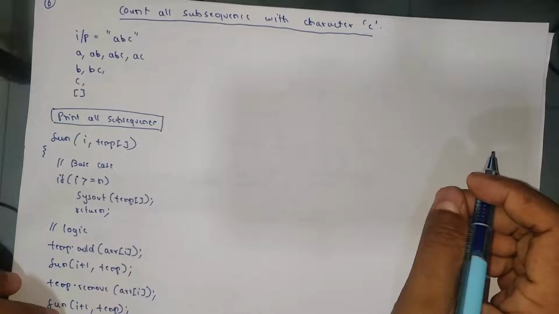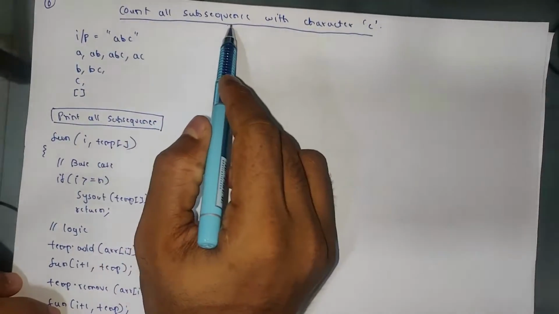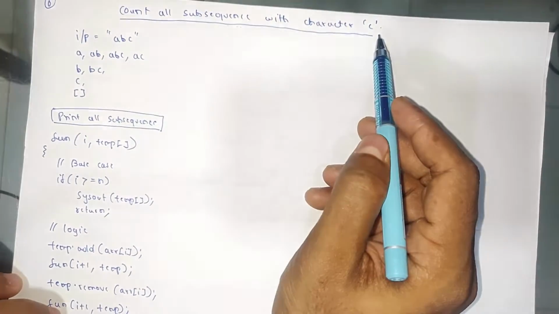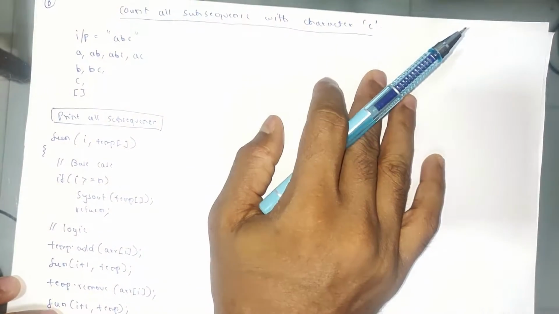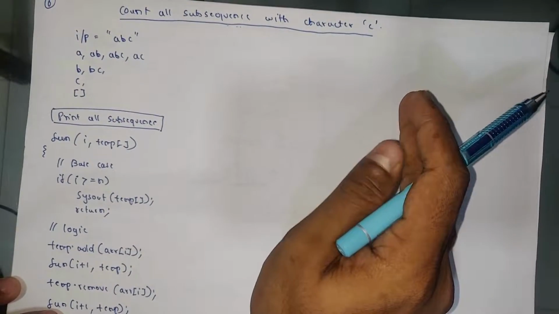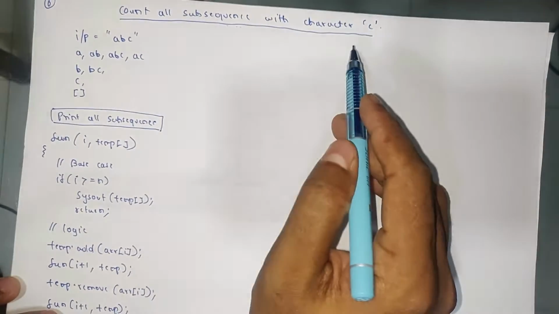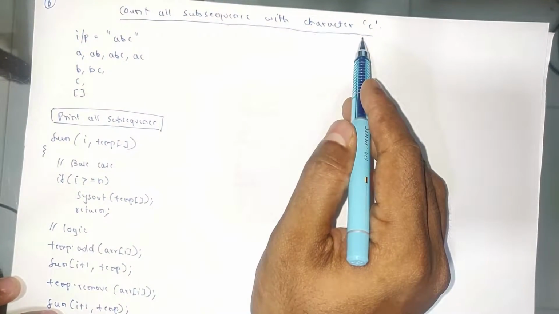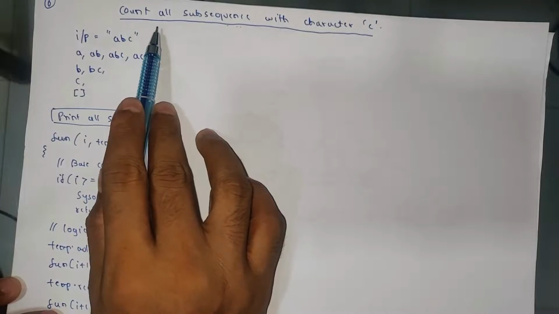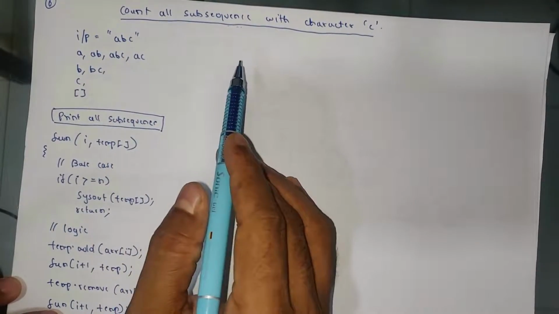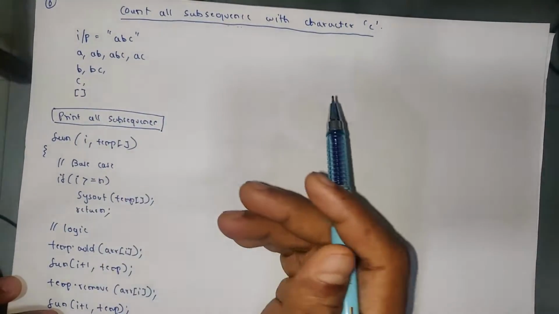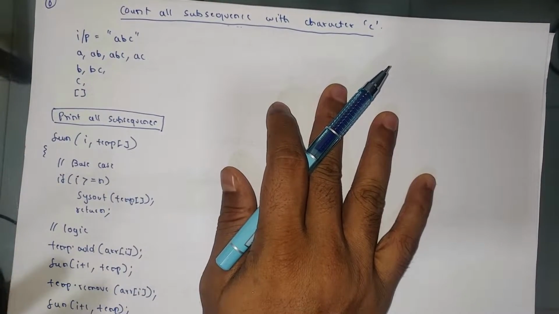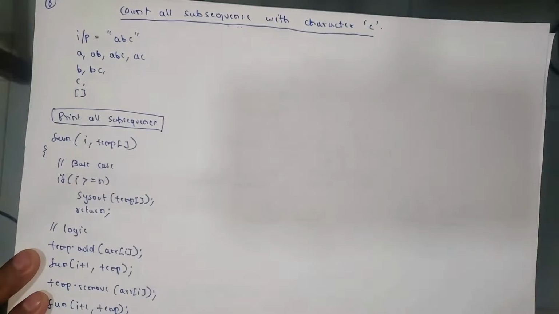So the problem statement that we have today is count all subsequence with character C, right? Earlier we solved a problem which deals with how we can print all the subsequence with character C. Now we are saying that we just want to count the subsequence with character C. So again, this is a variation of the original problem that we solved in our earlier video, which basically states how we can print all the subsequence.